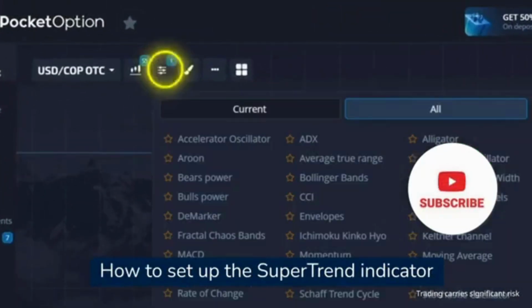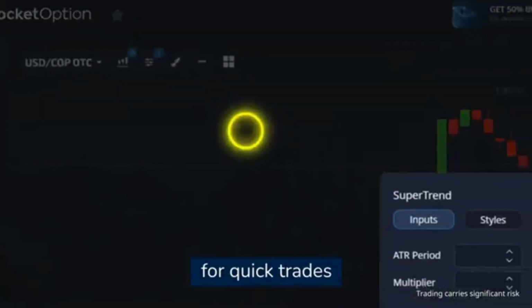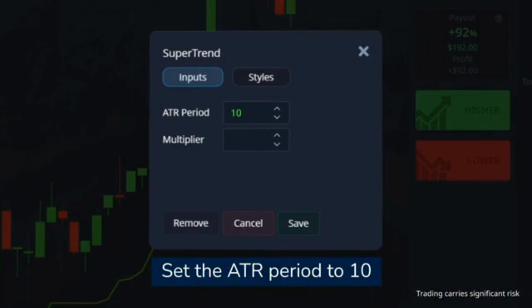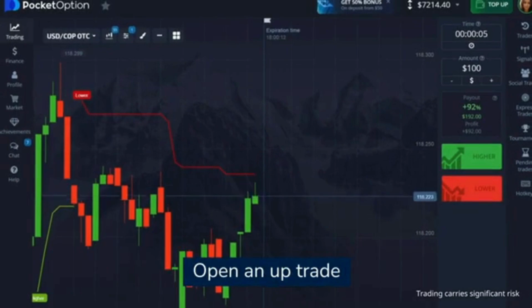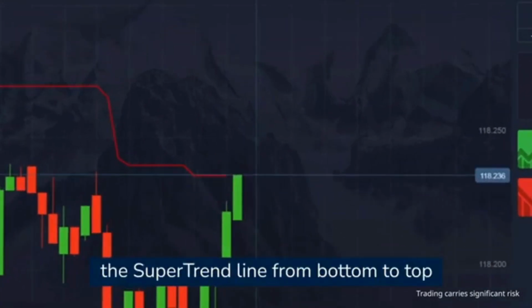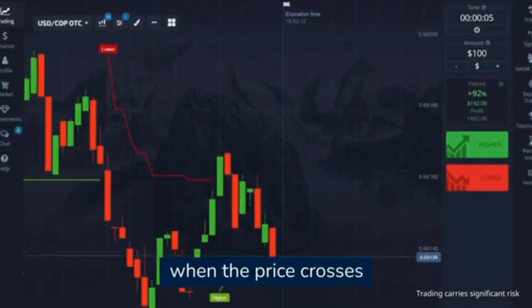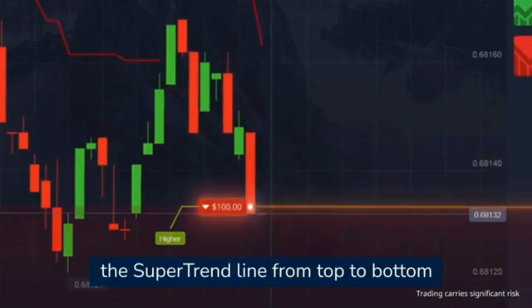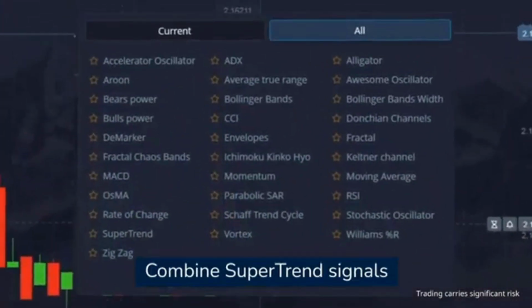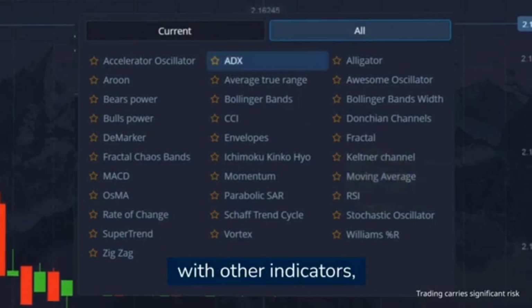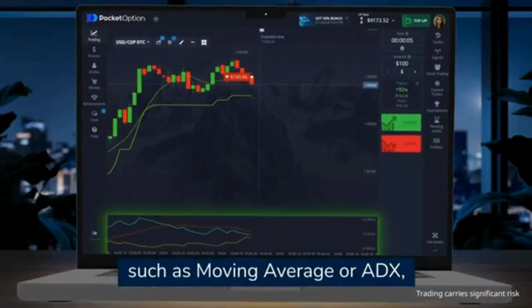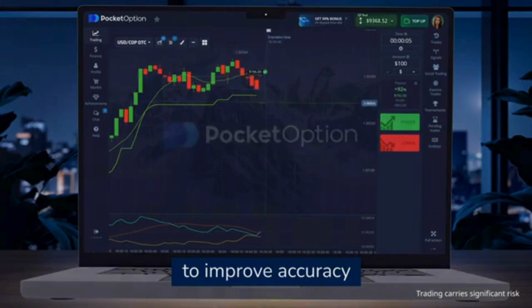How to set up the Supertrend indicator for quick trades. Set the ATR period to 10 and the multiplier to 3. Open an up trade when the price crosses the Supertrend line from bottom to top. Open a down trade when the price crosses the Supertrend line from top to bottom. Combine Supertrend signals with other indicators such as moving average or ADX to improve accuracy.